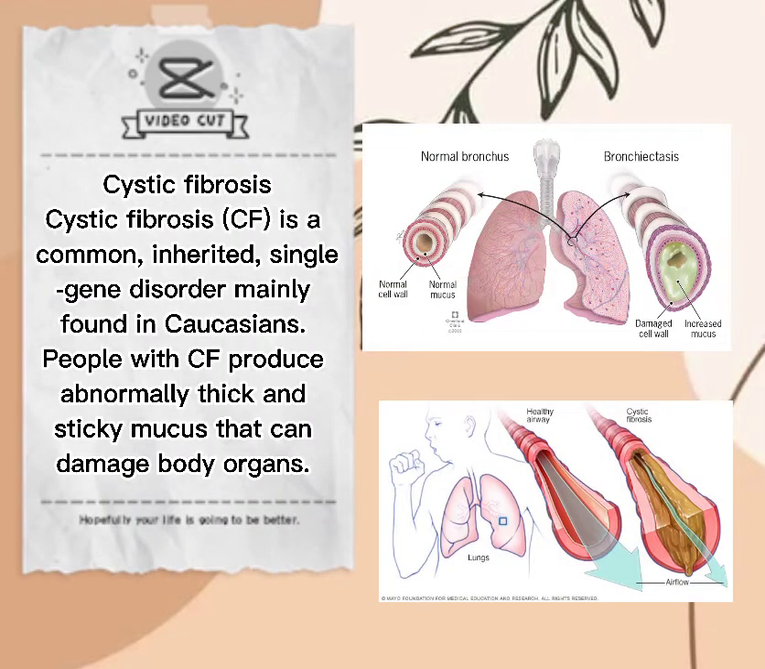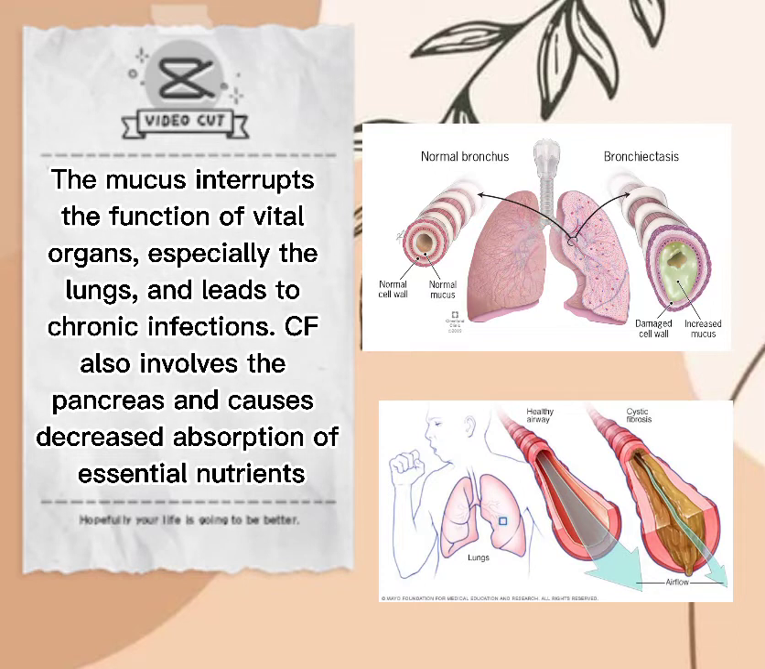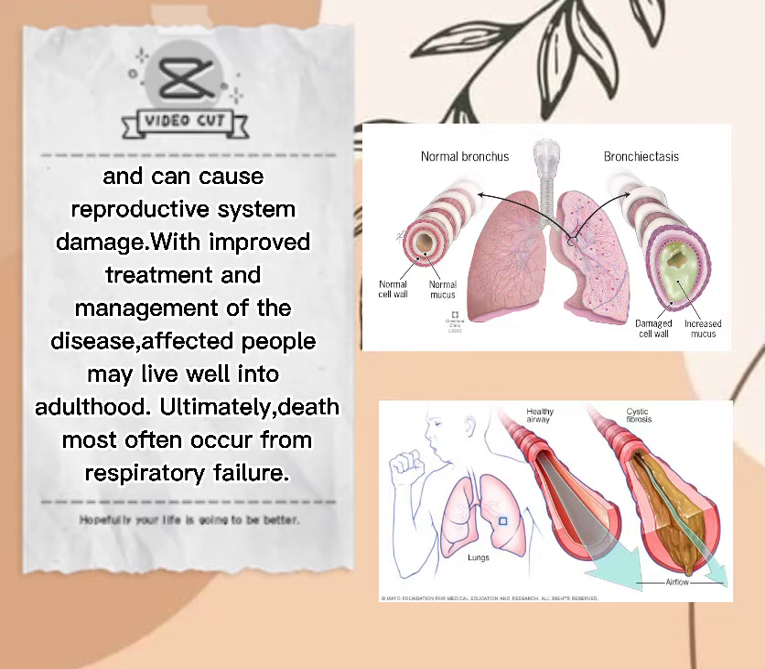Cystic fibrosis. Cystic fibrosis (CF) is a common inherited single-gene disorder mainly found in Caucasians. People with CF produce abnormally thick and sticky mucus that can damage body organs. The mucus interrupts the function of vital organs, especially the lungs, and leads to chronic infections. CF also involves the pancreas and causes decreased absorption of essential nutrients, and can cause reproductive system damage.